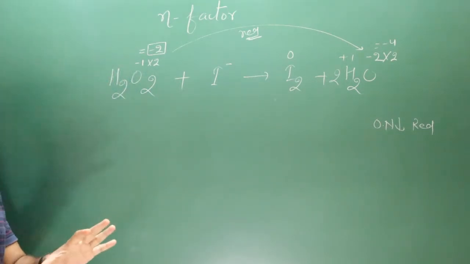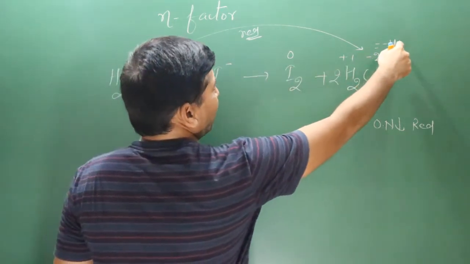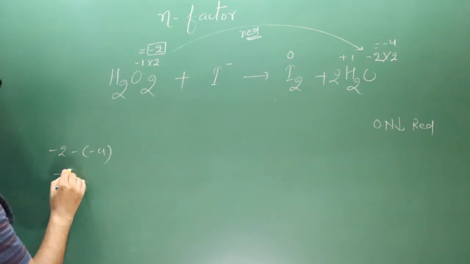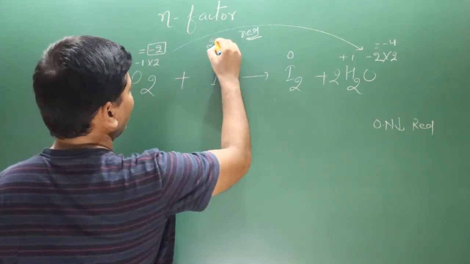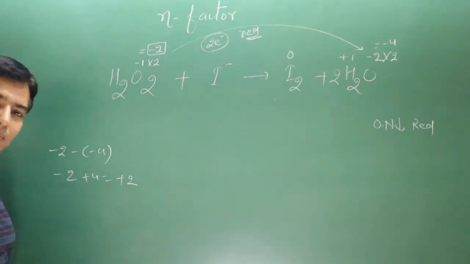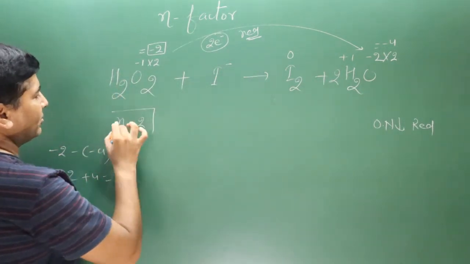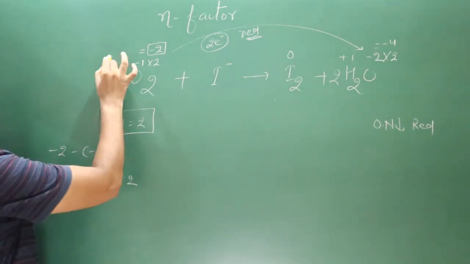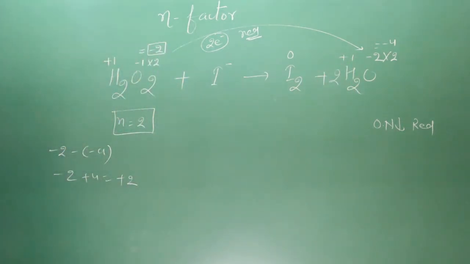Okay, then find the difference in oxidation numbers. This is a large value, this is a small value. Then we have minus 2 minus minus 4. Then minus 2 plus 4 is equal to plus 2. 2 electrons are gained. Okay, so for this substance n factor value will be 2. You cannot use hydrogen, because hydrogen is also plus 1 on the left side, other side also hydrogen is plus 1. There is no change in oxidation numbers.